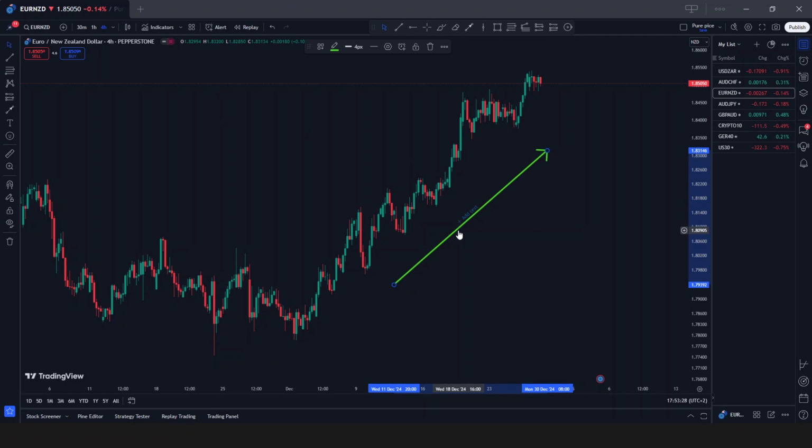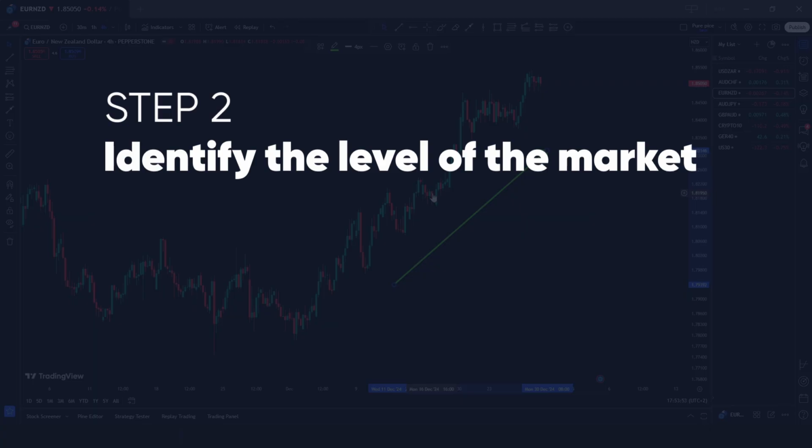So if the market is moving in an uptrend, it means that we're going to be looking for buying opportunities only. So that's the first thing that you should establish: what am I looking for? Am I looking for selling opportunities, or am I looking for buying opportunities? In this case, we are going to be looking for buying opportunities only. Why? Because the market is moving in an uptrend. That's the first step. Then the second step is to identify the level of the market.